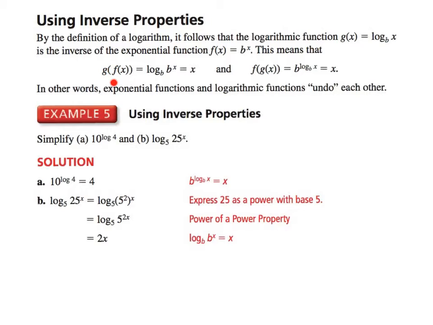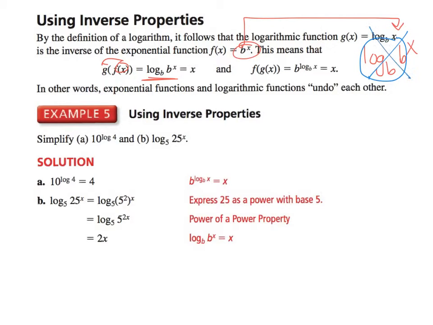G of f of x. So that means we took f of x right here. We plugged it in right there for x because we're plugging in f of x in g of x. So that means log base b, and we take the x out and plug that in. Now notice what happens. All of this cancels. You are just left with x.